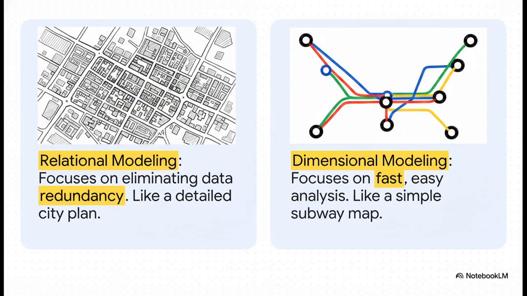Let's really look closer at the two most common styles with an analogy. A relational model is like a super detailed city plan. Every street is named, every address is unique, and there's absolutely no duplication. It's perfect for things like an order entry system, where you need everything to be just right. A dimensional model, though, is more like a subway map. It's simplified and optimized for one goal, getting from point A to point B as fast as you possibly can. This makes it absolutely perfect for data analysis.